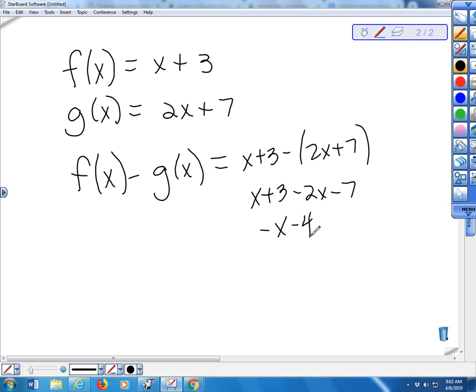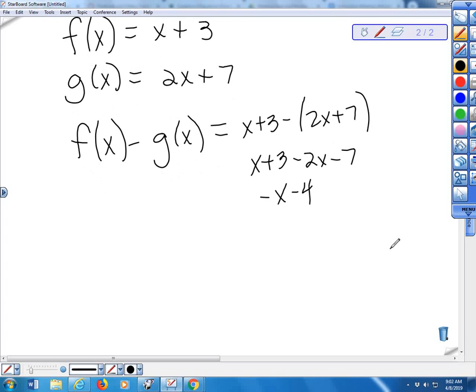Right? Okay. And if we did f of x times g of x, we would take x plus 3 times 2x plus 7 and distribute. Right? And f of x divided by g of x, we would take x plus 3 divided by 2x plus 7. That's it.